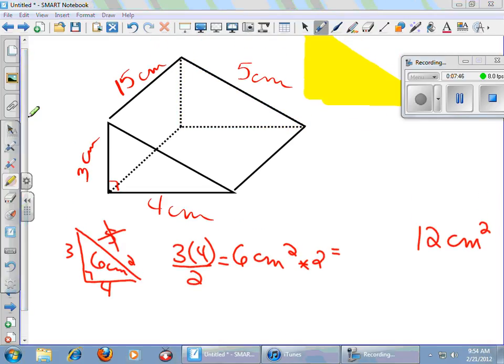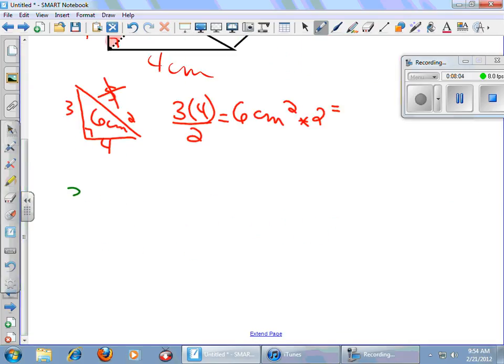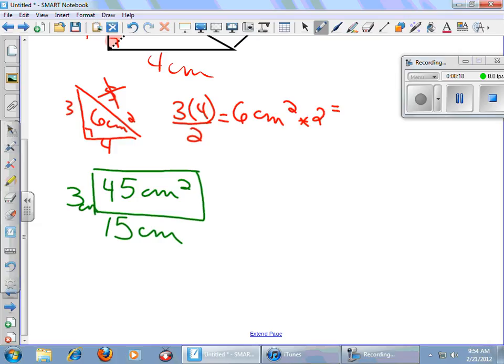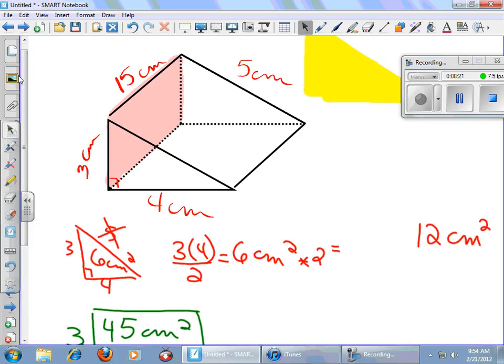And let me try this rectangle here, which looks like it's the back side, right? The back side of that triangle. That rectangle looks like it has the dimensions of 3 by 15. So I have a 3 by 15 centimeter rectangle. And this time there's only one of those. So when I multiply base times height, I'm going to get 45 centimeters squared. But notice, this pink one won't fit here or in the front, on the top. Okay, it's only going to fit there. So I'm going to have 45 centimeters squared.